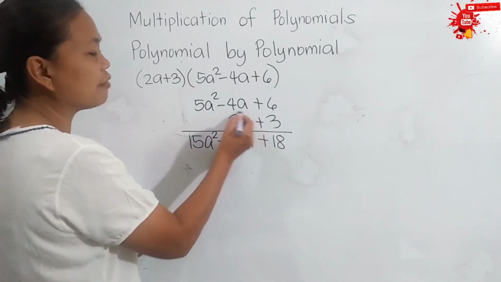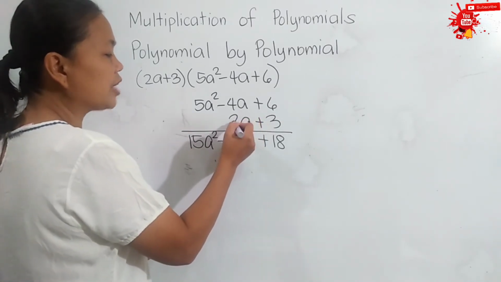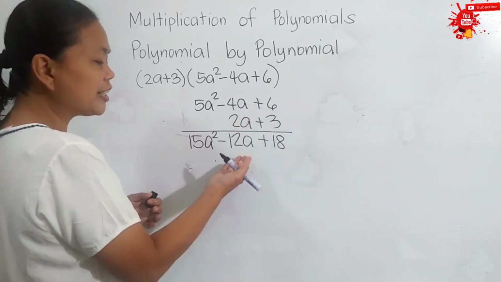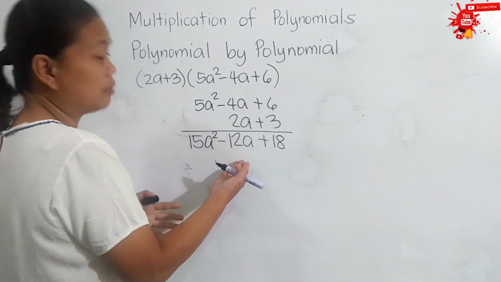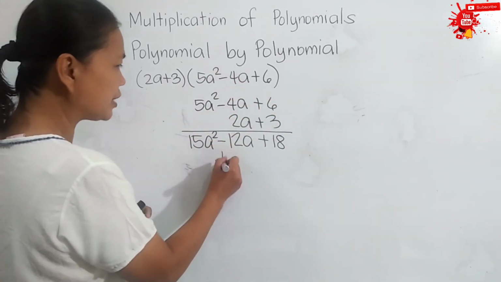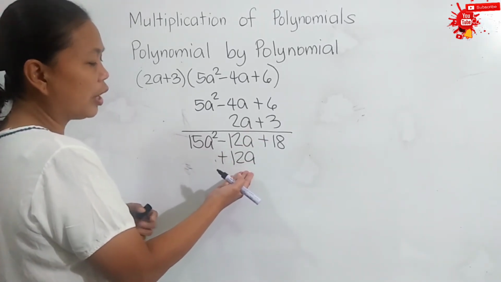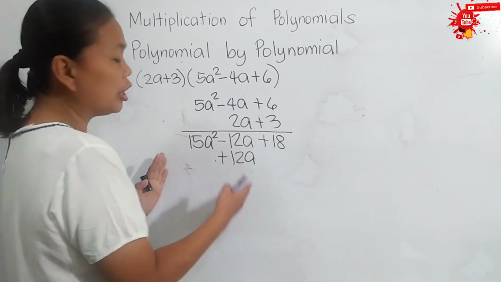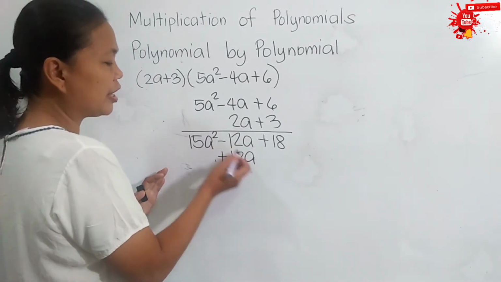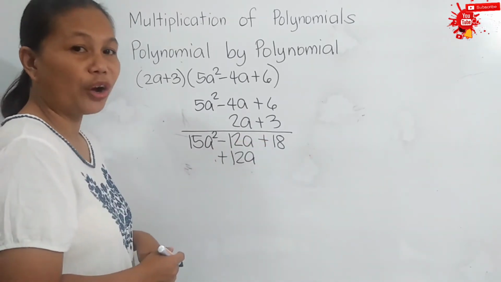So, we have now positive 2a times positive 6. So, we have here positive 12a. So, we will write this product on the same or similar terms. So, we will write positive 12a aligned vertically to the terms wherein it is similar with. So, positive 12a is similar with negative 12a because they have the same literal coefficient.